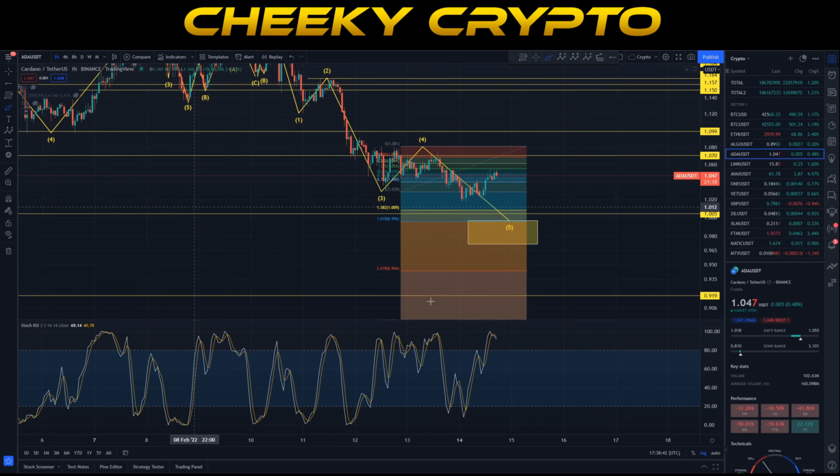Now, for Cardano, we can also acknowledge that the stochastic RSI is overbought. So that's basically allowing us to see this as a top. And again, from there, we would expect this stochastic RSI to pull back down, and as so, the price pulling down into this final fifth wave. Okay, so that takes us down to just below $1. And then from there, we would look for an ABC move to the upside.